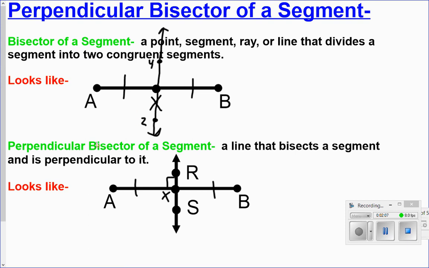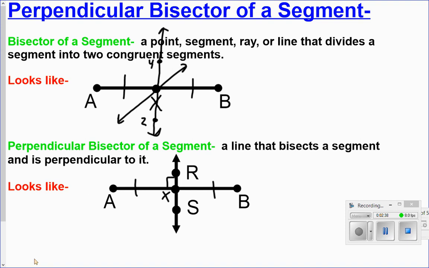And by the way, that line didn't have to be exactly vertical. It could have been a diagonal line, or line segment, or ray, or just the point alone. But there it's still dividing that line segment into two congruent segments. So that's a bisector.